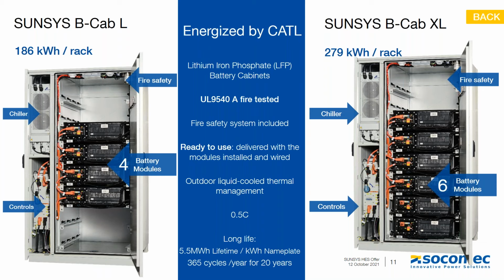So if these systems are cycled daily, 100%, full charge, full discharge, every day, 7 days a week, every week of the year, for 20 years, we would still not be at end of life. That'd still be a couple of years after that. So in that cycling regime, there would be about 5.5 megawatt hours lifetime per kilowatt hour nameplate. It's a lot of energy throughput.